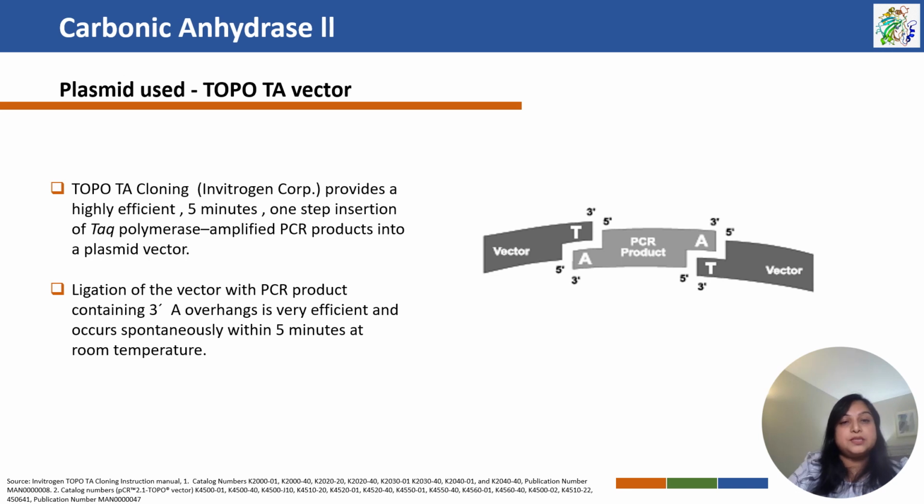For insertion of my DNA, I needed a vector. For inserting, I used a TOPO TA cloning vector here. The reason behind that is it is a very highly efficient 5 minute one-step insertion of Taq polymerase amplified PCR product into the plasmid vector. Ligation of vector with PCR product containing 3'A overhangs is very efficient and occurs spontaneously within 5 minutes at room temperature. Here you can see the diagram that shows the concept behind the TA cloning method.